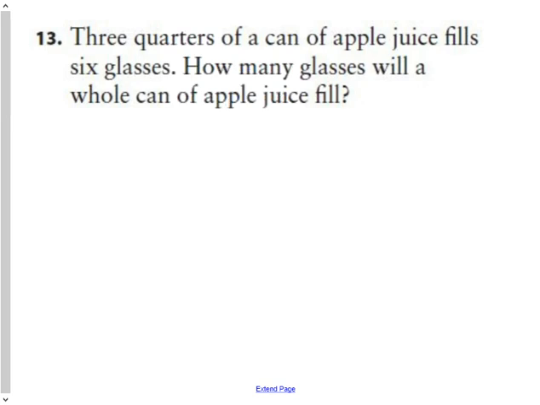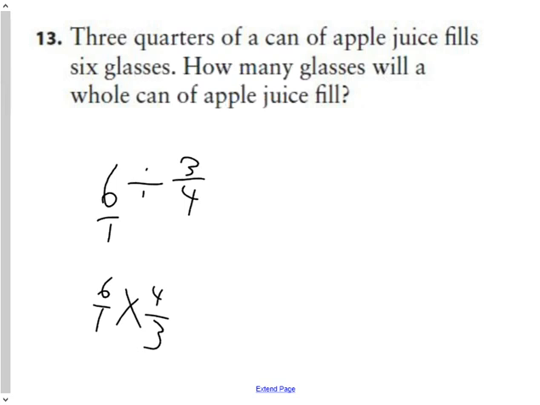And our last question says 3/4 of a can of apple juice fills 6 glasses. How many glasses will fill a whole can? So 6 glasses divided by the 3/4 of a can. We're going to change this. I don't even actually understand why this works, but we'll just write it anyway. That will become 24 over 3, which is equal to 8. Therefore, a whole can can make 8 glasses of juice.